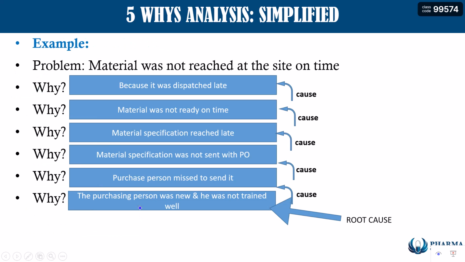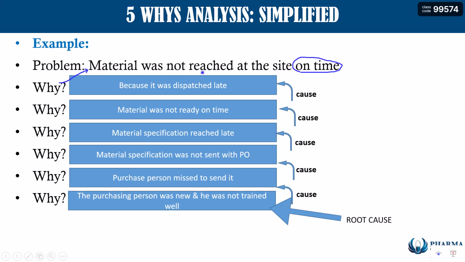Let us now go with a practical example to understand how this investigation tool can be used. Now, here is the problem statement. Material was not reached at the site on time, right? So, there was a delay in receiving the material. As we said, this is a technique where you have to begin the questions with the word why. So what could be the possible first why? Just connect with the problem statement. So the question could be, why was the material not... So I am just connecting this why with the problem statement.